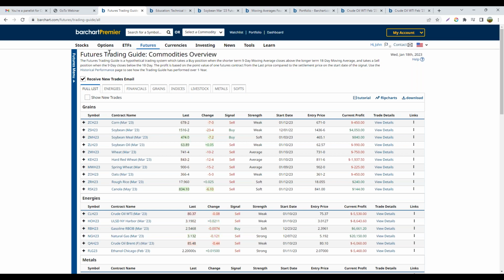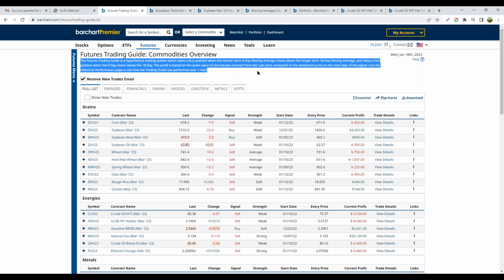There are some capabilities for those who are free traders, free accounts to look at, and we'll talk about that a little bit later. So what is the futures trading guide? Well, it's basically a hypothetical trading system that takes a buy position when the shorter term 9-day moving average crosses above the longer term 18-day moving average. And then it takes a sell position when the 9-day crosses below the 18.